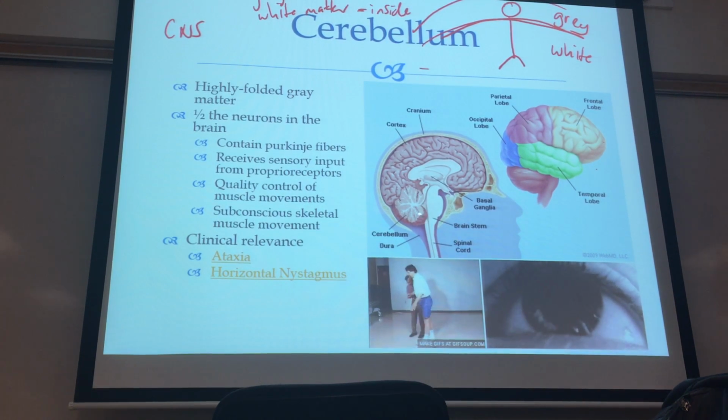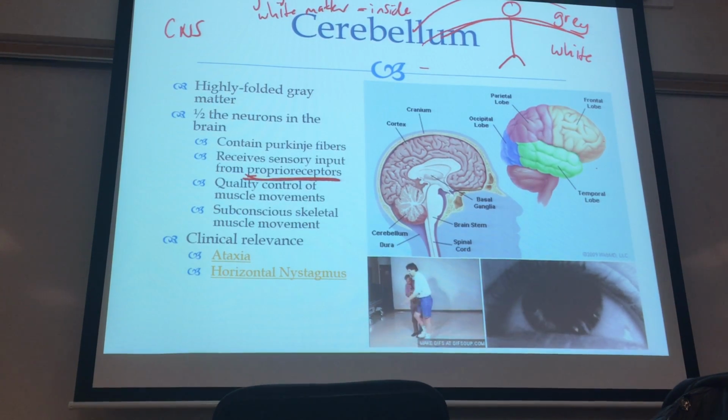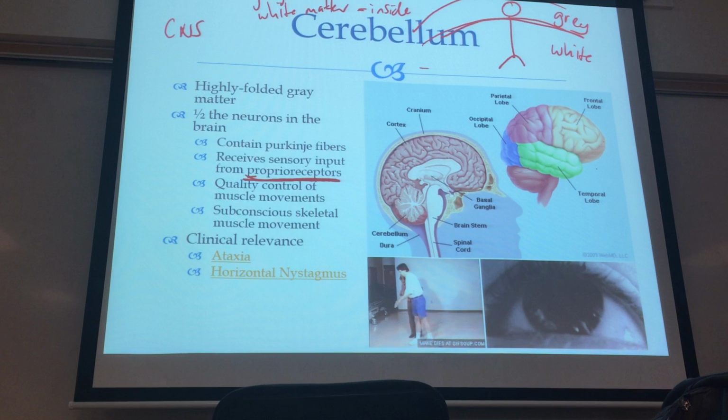Now you have all these neurons and cell bodies that are located in the cerebellum. Looking at it from an afferent point of view, we have sensory information that's coming in from all portions of the body. Here you'll see the term proprioceptors. This is telling us about the position of the body, position of the joints, and muscle tension.